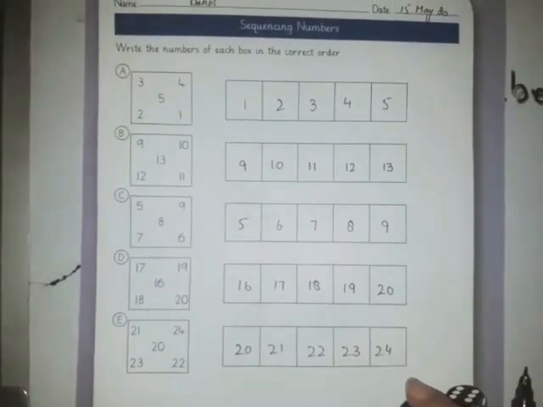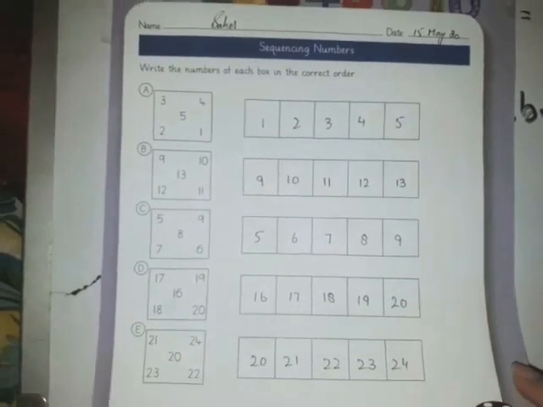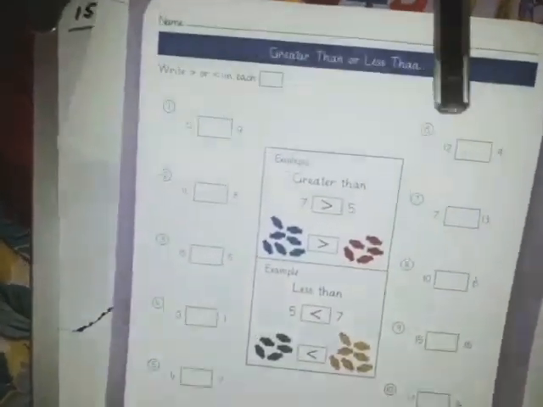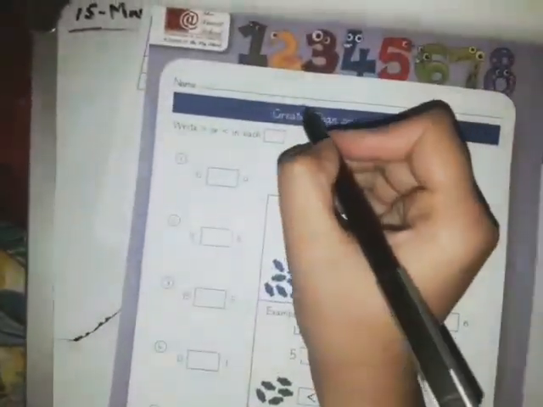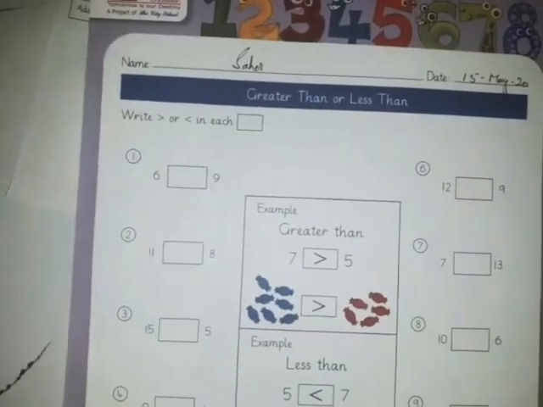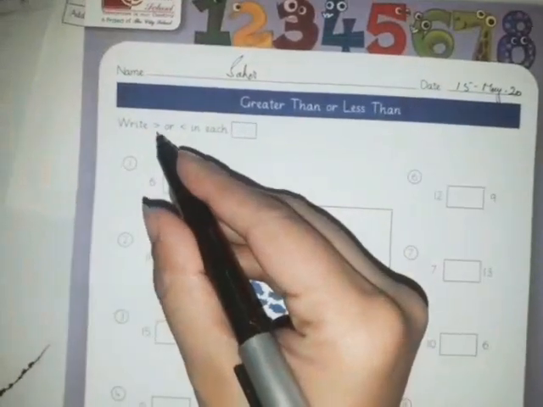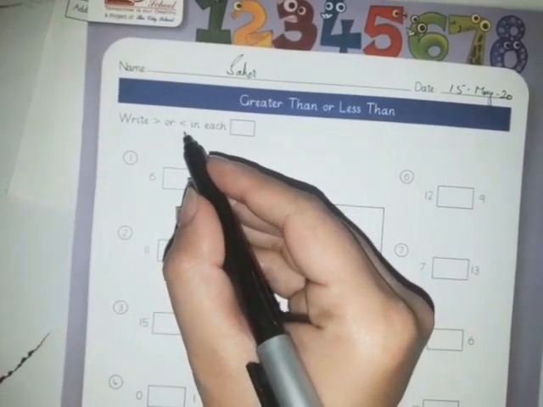All the answers are in front of you. You can watch it and solve it. Now on the next page, page number 11, write your name and then date. Greater than or less than. Now this is the symbol of greater than and this is the symbol of less than.